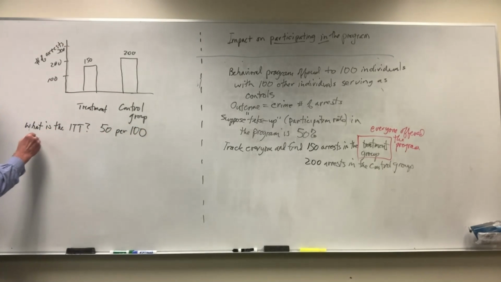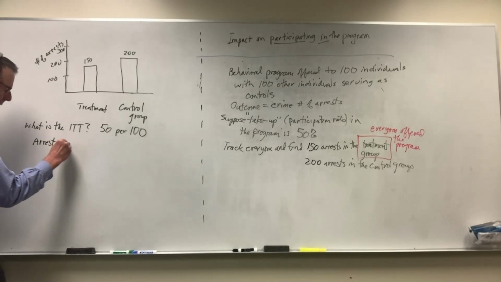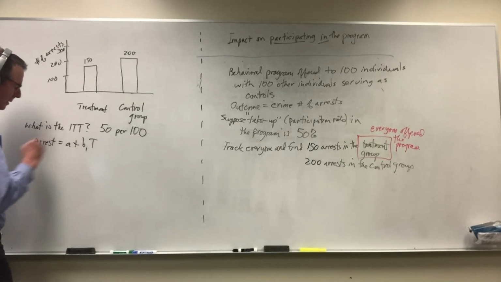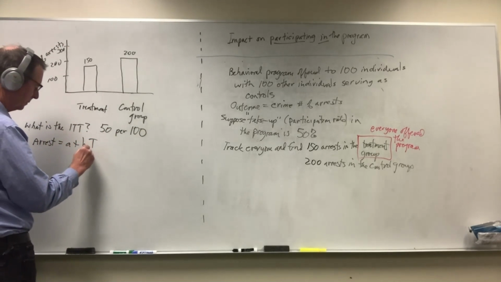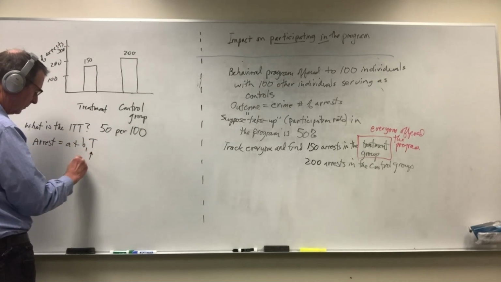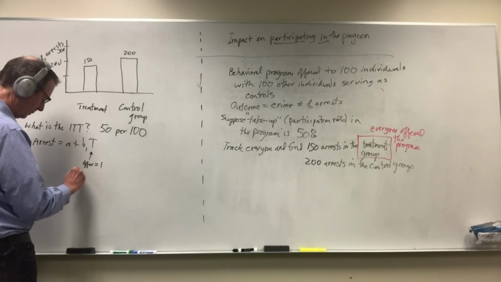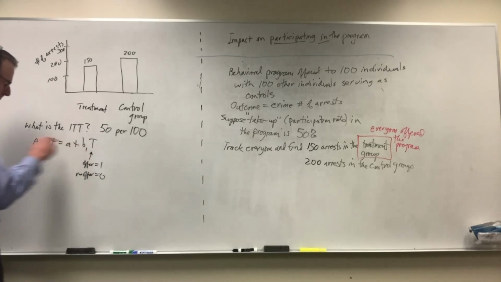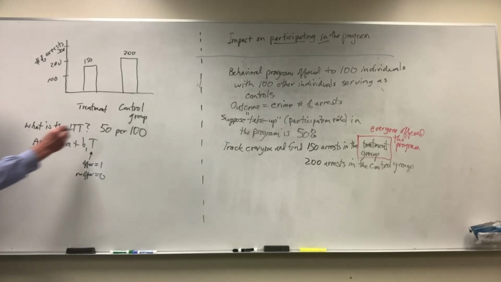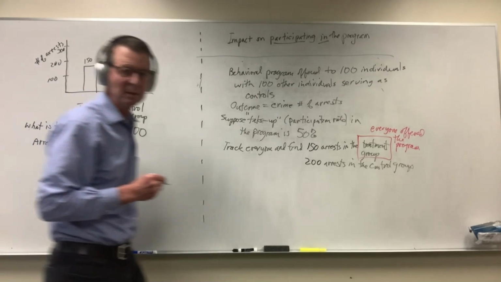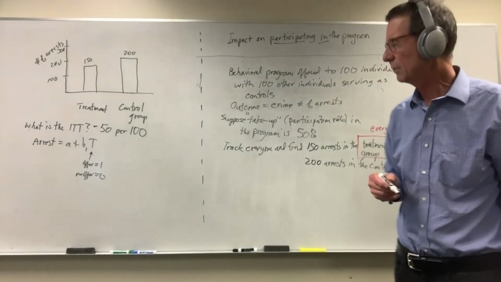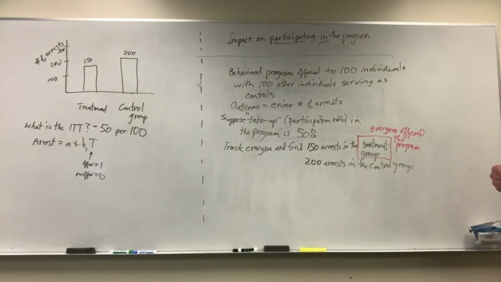And that would be if we regressed arrest on A plus B1 treatment, where offer equals 1 and no offer equals 0. We'd get a coefficient of 50. Minus 50, actually, right? It's 50 fewer arrests. All right, that's the easy part.